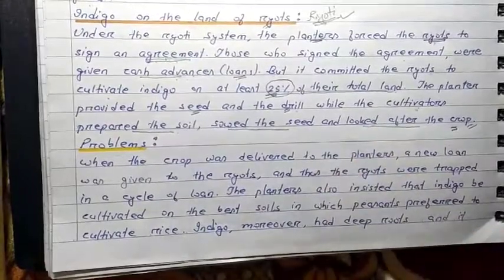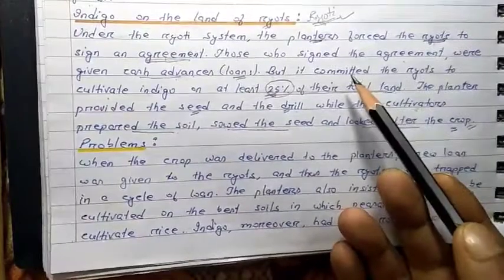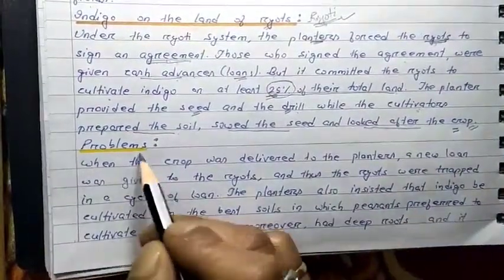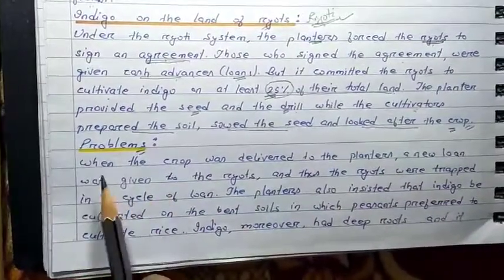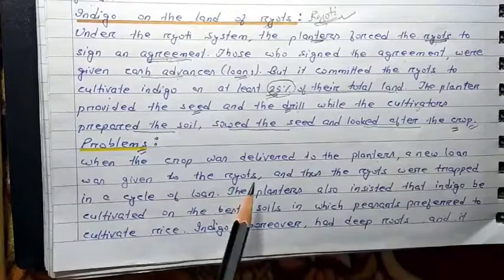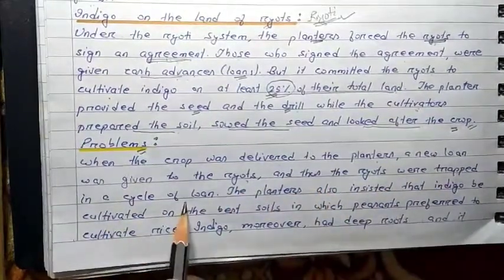Just like the niche cultivation, as we already got, some problems were created. In the Rioting system also, the riots or the cultivators faced some problems. You see, the problems are given here. When the crop was delivered to the planters, a new loan was given to the riots, and thus the riots were trapped in a cycle of loan.